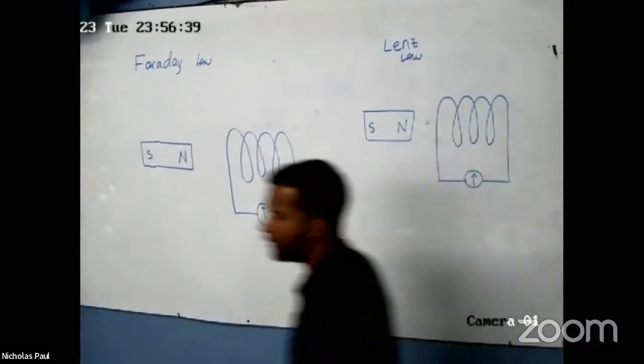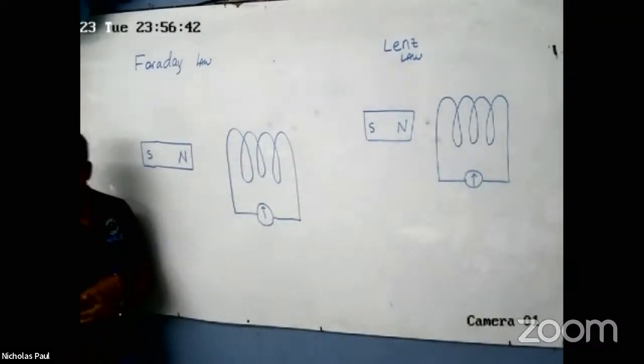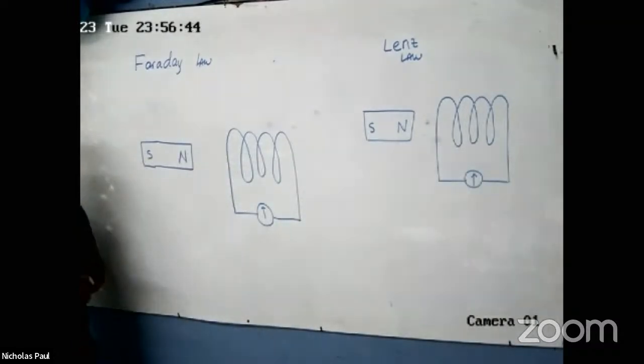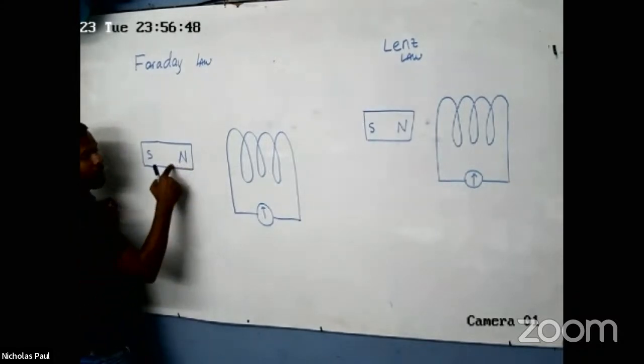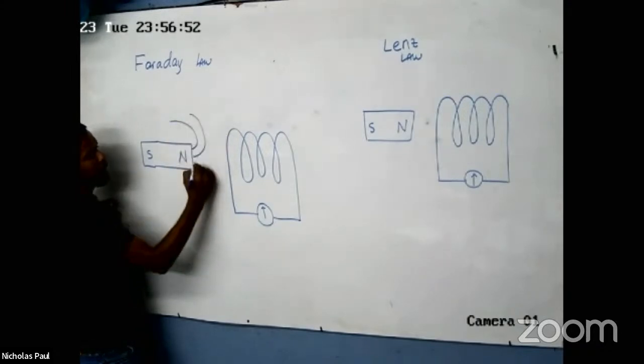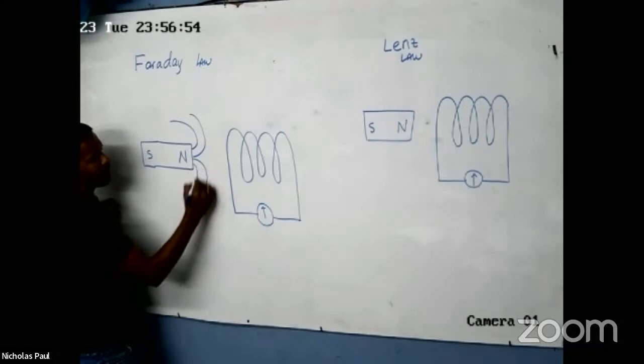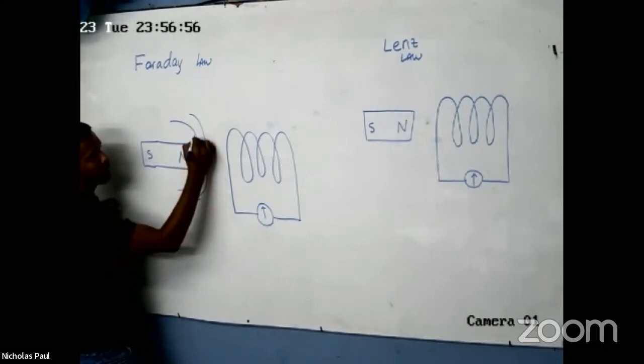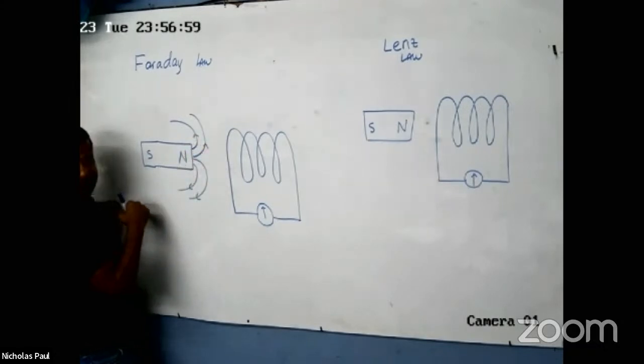Right, so what do you see? I want to explain how this works. So Faraday's law, here's what Faraday's law said. You actually saw Faraday's law. Around the magnet, there's a magnetic field, correct? And the magnetic field moves from north to south. Are you okay with that?